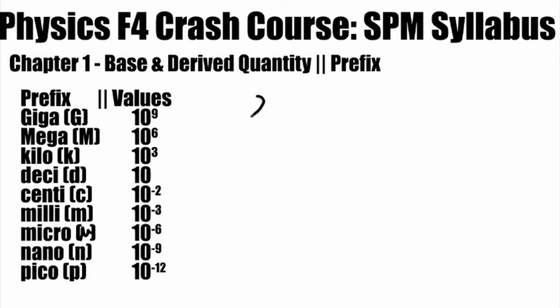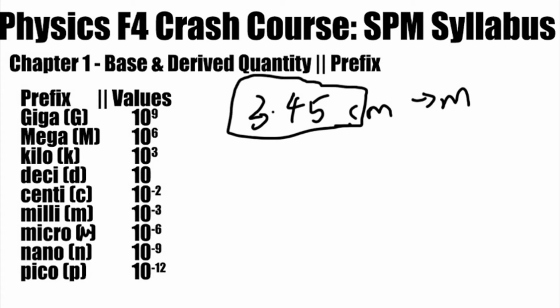So firstly, let's use the value 3.45. It sounds better. Okay, I want 3.45 to be converted into meter. So I look at this and realize that the c is directly beside it, so I will take this as the first case. And when it is the first case, what you do is you just directly find the value of c. Centi is 10 to the power negative 2. Then you insert it in and you put the multiplication symbol.